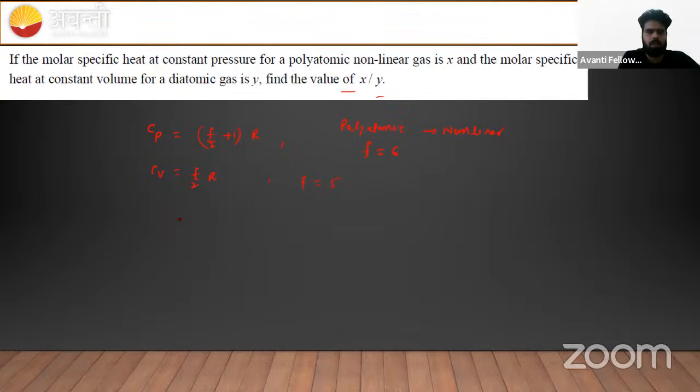If we put in the value of Cp upon Cv, what is the value of Cp here? We can say 6 by 2. After solving this, we will get the value of x upon y. If we solve for the constant volume for the diatomic gas, after solving we will get the correct answer, that is 1.6. Let's move to the next problem.